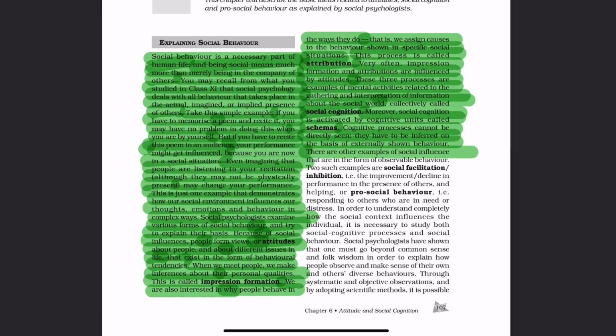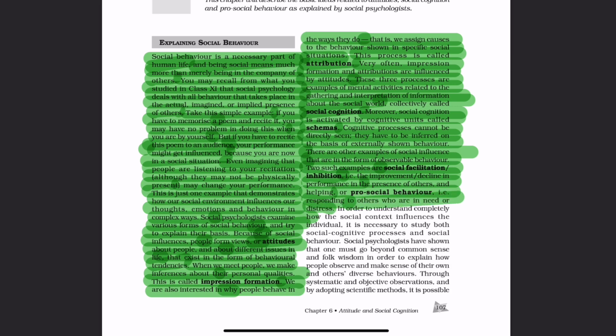There are other examples of social influence that take the form of observable behavior, and such examples are social facilitation and inhibition, that is, the improvement and decline in performance in the presence of others, and helping, or pro-social behavior, that is responding to others who are in need or distress.